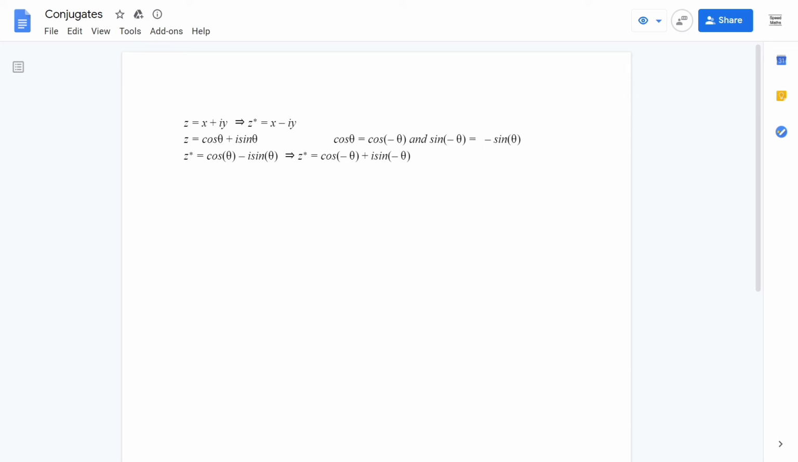Now I just want to show you on the graph what this looks like. So you can clearly see the conjugate has simply just been reflected in the x-axis, and its angle is negative as it is going clockwise.